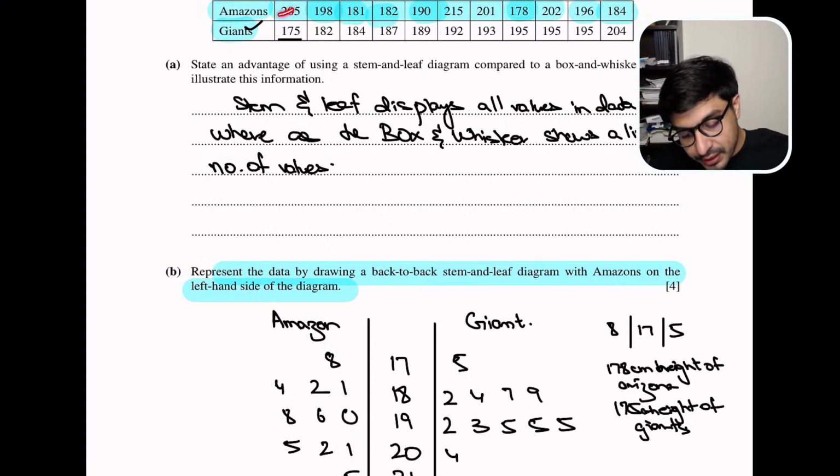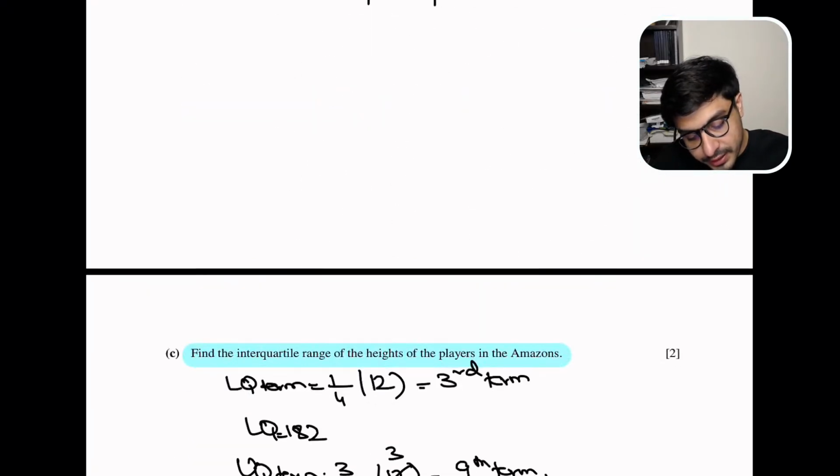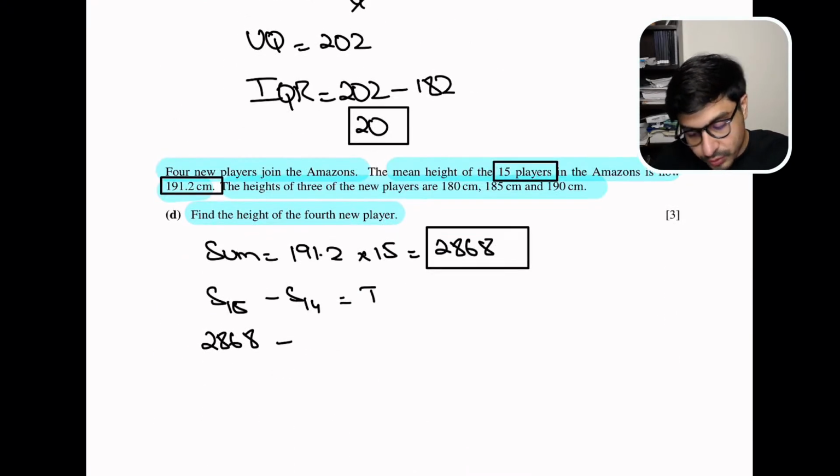These 11, so 1, 2, 3, and we have to add these: 205 plus 198 plus 181 plus 182 plus 190 plus 215 plus 201 plus 178 plus 202 plus 196 plus 184. So it's going to be what? 2132, right? So it's going to be 2132.